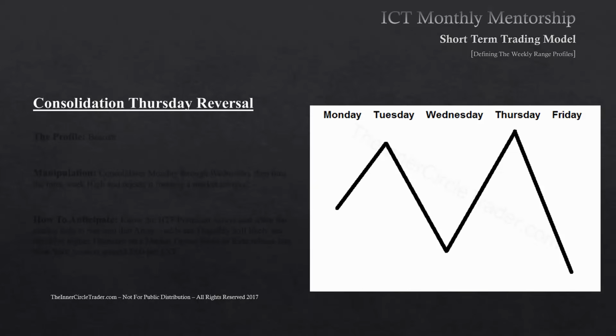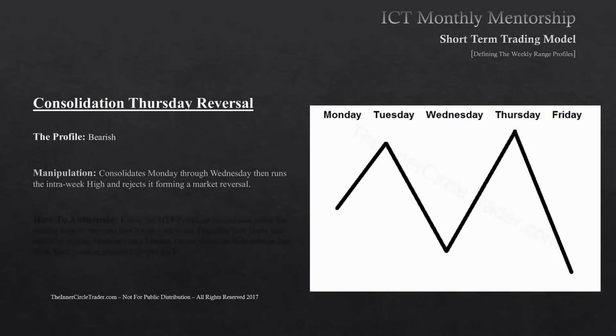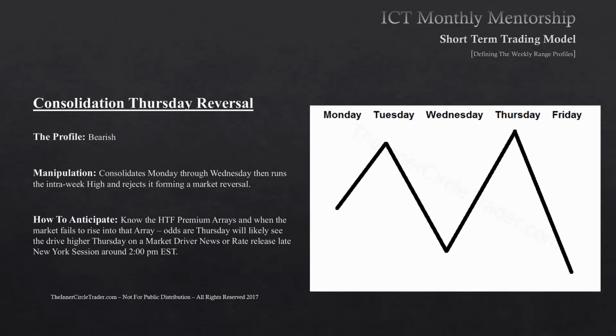Okay, consolidation Thursday reversal for a bearish market profile. The manipulation you're looking for is consolidation Monday through Wednesday. Then it runs the intra-week high and rejects it, forming a market reversal. You anticipate this by knowing the higher time frame premium arrays, and when the market fails to rise into that array, odds are Thursday will likely see a drive higher.